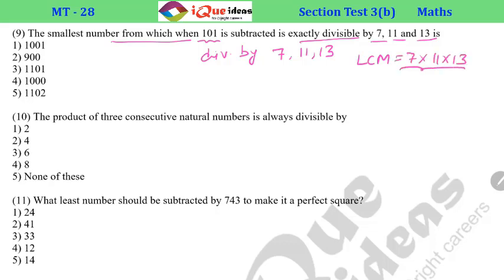Now this is a special number. We have done it in numbers. The special number is 7 into 11 into 13 is 1001. Right? We have done it like 2 dundas, right? So 1001 is a number that is divisible by all of them. Okay, this is the LCM of 7, 11, 13.